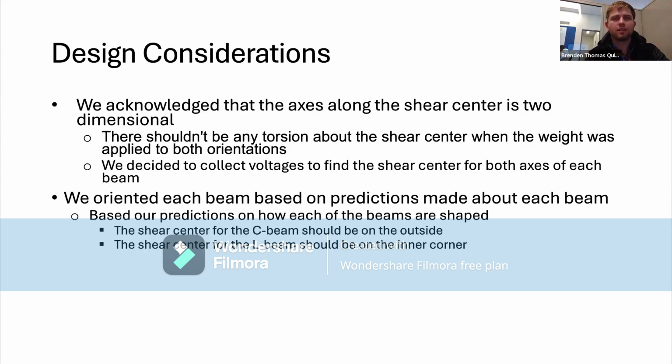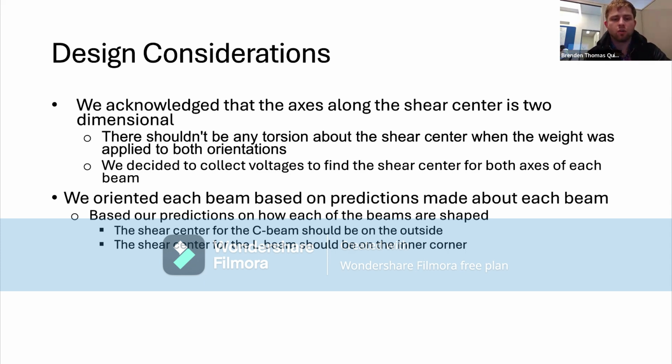So for our design considerations, we were thinking about the shear center, which we wanted to be where the sum of the moments were equal to zero. So we don't want any torsion about the center. And for this, we decided to collect voltages and find where the shear center was the same for both measurements.